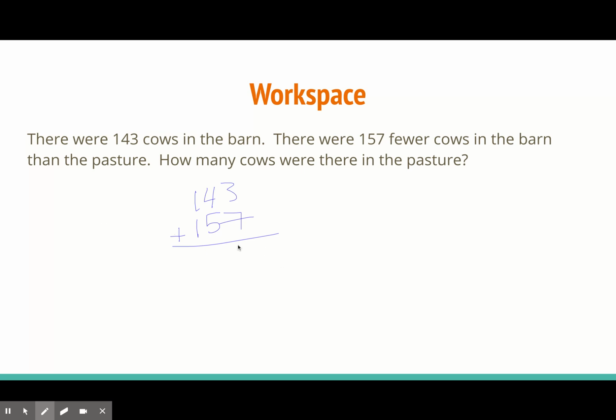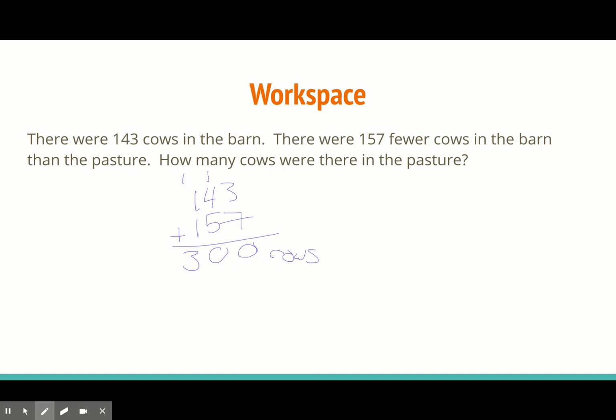3 plus 7 is 10. 1 plus 4 is 5, plus 5 is 10. And then we're going to carry our 1. 1 plus 1 plus 1 is 3, so 300 cows in the pasture. All right, 2 more problems to go.